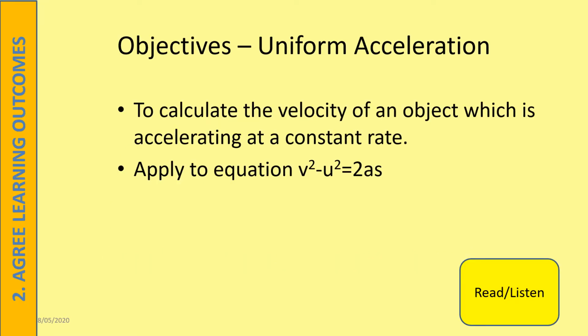These are our objectives for this lesson. We're going to be talking about uniform acceleration, so we want to calculate the velocity of an object which is accelerating at a constant rate, and we have a new equation that we need to learn how to use, v squared minus u squared equals 2as.